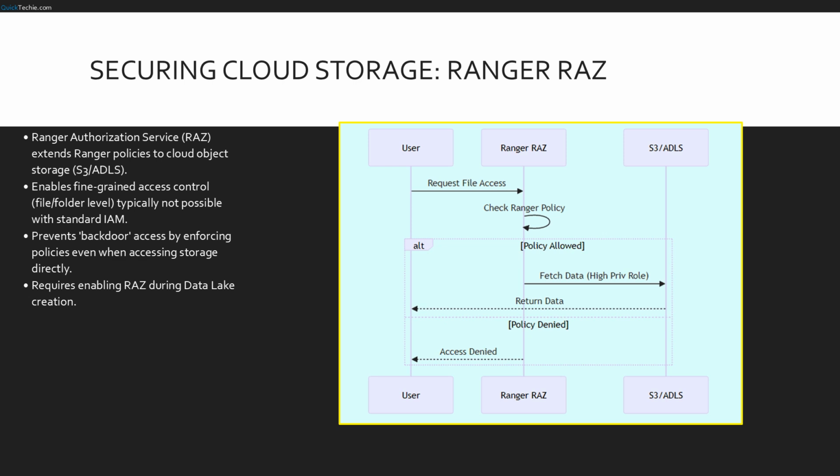This sequence diagram shows RAZ in action. The user requests a file. Instead of hitting storage directly, the request goes to Ranger RAZ. RAZ checks the specific Ranger policy. If allowed, RAZ uses its high-privilege role to fetch the data from S3/ADLS and returns it to the user. If denied, the user is blocked immediately, ensuring granular control over object storage.